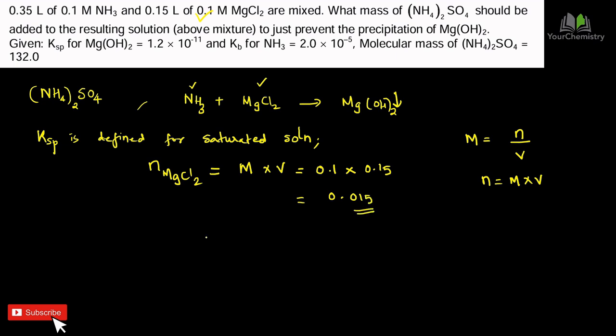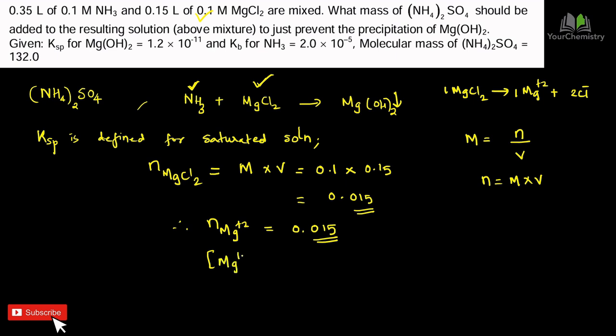So number of moles of magnesium chloride is 0.015. Or basically, if you see magnesium chloride, if I simply ionize it, it will give you 1 magnesium plus 2 and 2 Cl minus. So that means 1 magnesium chloride is getting 1 magnesium plus 2. Therefore, number of moles of magnesium plus 2 is also 0.015 itself.